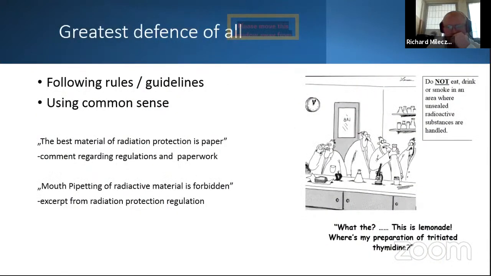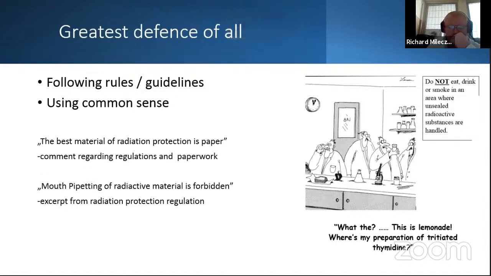All these tools are nice and all, but they're worth nothing if you are not using them or not using them correctly. That's why the greatest defense of all is to follow the rules. The rules, however inconvenient they might seem, are usually there to protect you. The lab coat can get very hot, but if you have it, then you don't get contaminated on your skin, for example. Not touching or while using your hand to place a source might seem inconvenient, but this way your hand dose will be much lower.